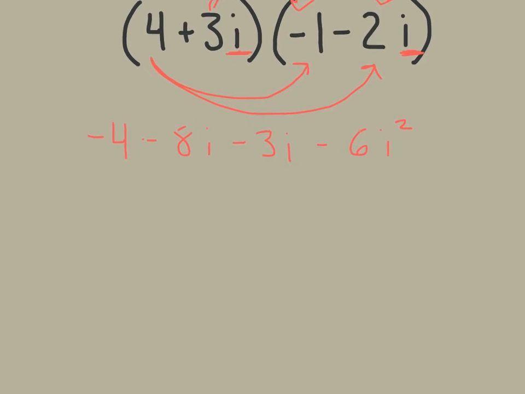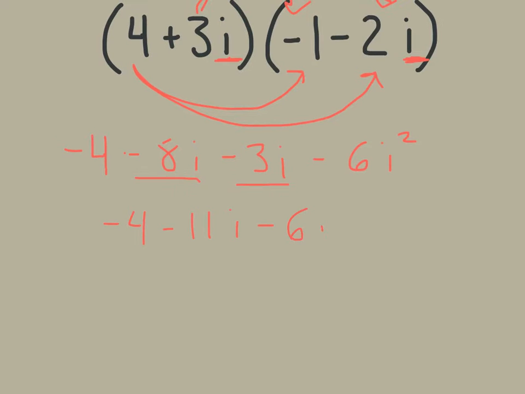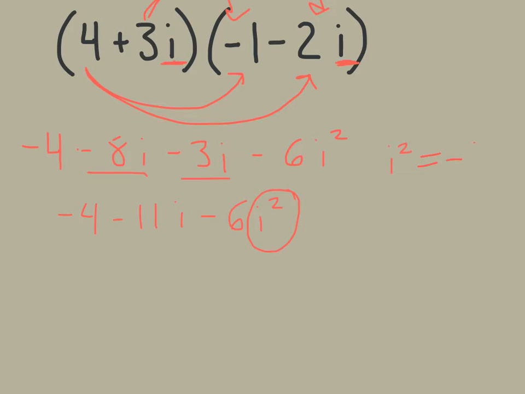So now we need to combine the like terms. So what are the like terms we have here? Negative 8i and negative 3i. So we have negative 4. What's negative 8i minus 3i? Negative 11i. And then we have minus 6i squared. This i squared becomes negative 1. If we go back to the first slide in 4.8, we saw that i squared is equal to negative 1. So we're just going to plug in a negative 1 where we see i squared.